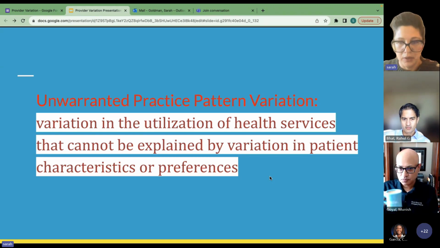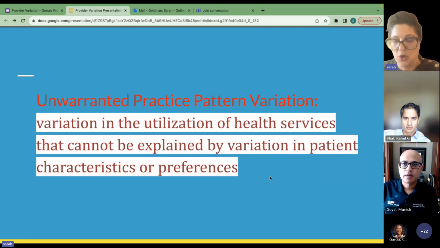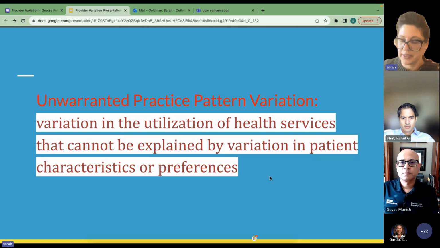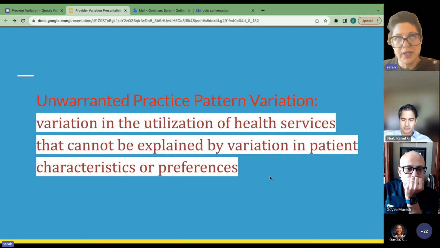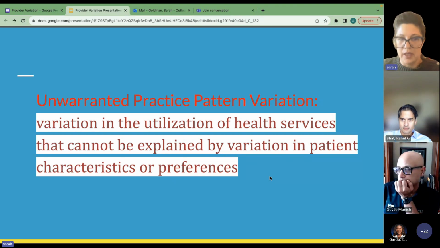And what do we mean by unwarranted, right? It's a variation in the utilization of health services that cannot be explained by variation in patient characteristics or preferences. And unwarranted practice pattern variation exists in every state, every region, every hospital, in every specialty. And it exists even after controlling for patient acuity, provider experience, time of day, all sorts of factors. So we know that there is a lot of this unwarranted variation. And the question is, does it actually matter?